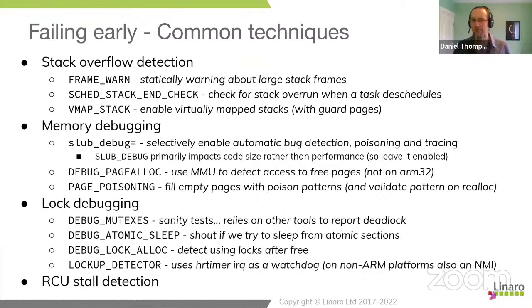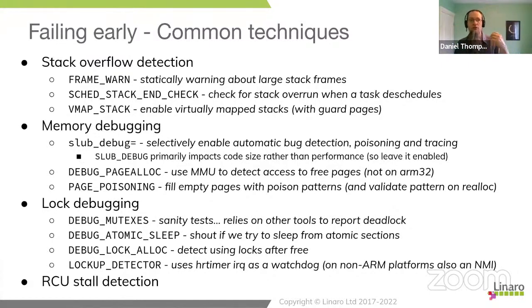If you do not have VMAP stack, which can be because it's not implemented, I'm not sure that it's implemented on 32-bit ARM systems, because 32-bit systems tend to be starved for address space, because I've only got 32 bits. And because they're starved for address space, you don't want to waste it allocating kernel stacks everywhere in the precious virtual map space. So there are some other mechanisms. You have sched stack end check, which is simply a mechanism that places a marker at the limit of the stack. And the theory is that that marker would be overwritten if the stack overruns. And then it checks that the marker is still present when a task deschedules.